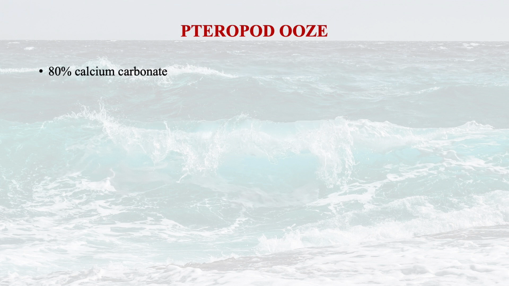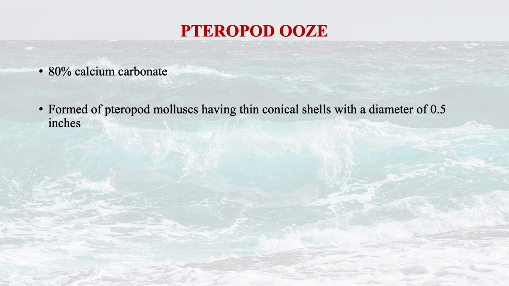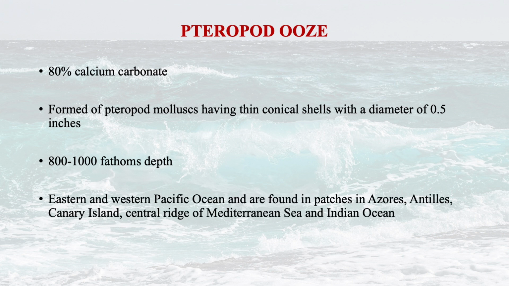Pteropod ooze has 80% calcium carbonate and is formed of pteropod mollusks having thin conical shells with a diameter of about 0.5 inches. They are predominantly found up to a depth of about 800 to 1000 fathoms, and they are scattered along the eastern and western Pacific Ocean and are found in patches in Azores, Antilles, Canary Island, central ridge of Mediterranean Sea and Indian Ocean.